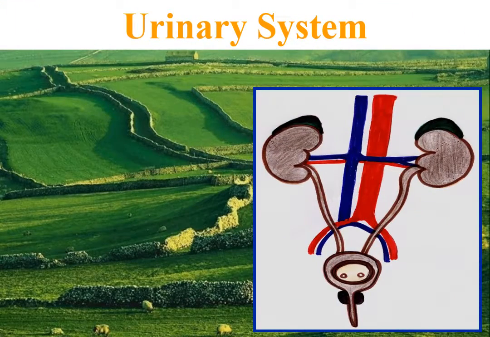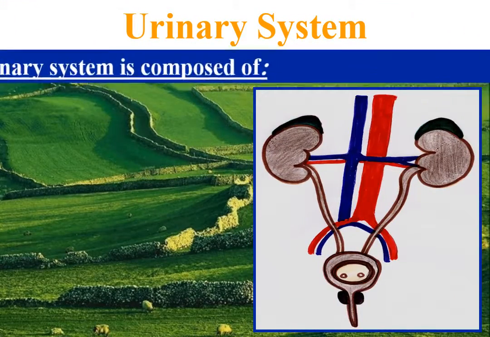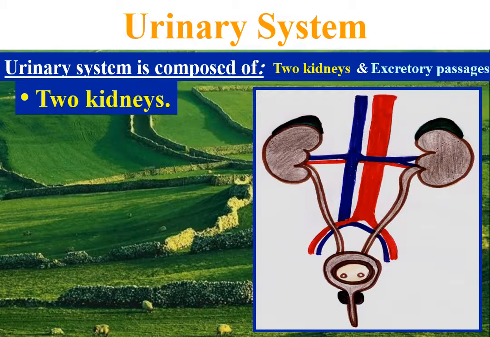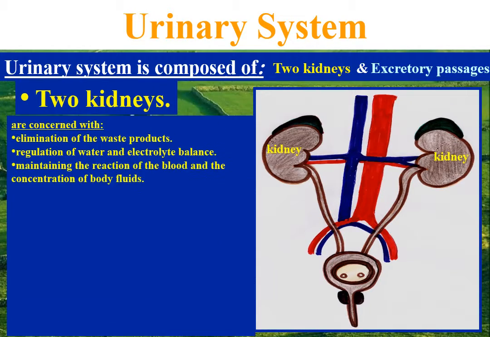Urinary system. It is formed of the two kidneys and the excretory passages. The two kidneys are concerned with elimination of waste products, regulation of water and electrolyte balance, and maintaining the reaction of blood and the concentration of body fluids.